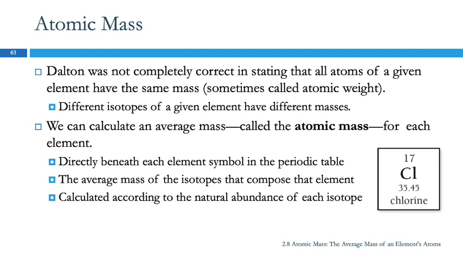When we are dealing with elements, we are generally dealing with, honestly, a mind-bogglingly large number of atoms. And so most of the time, we're just looking at, well, what is the average mass of these atoms? And so we calculate an average mass, and we call that the atomic mass, for each element. On the periodic table, that's the number directly below the element symbol. And this is the average mass of all the isotopes that compose that element.